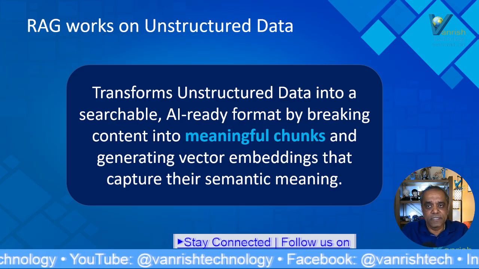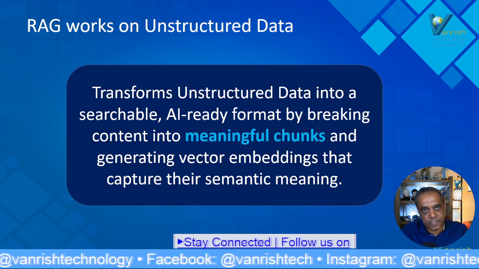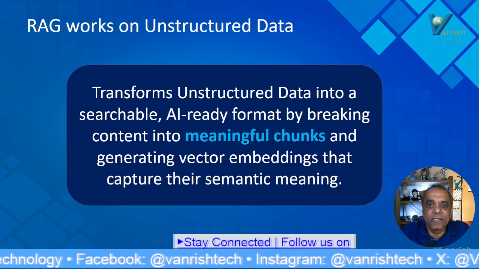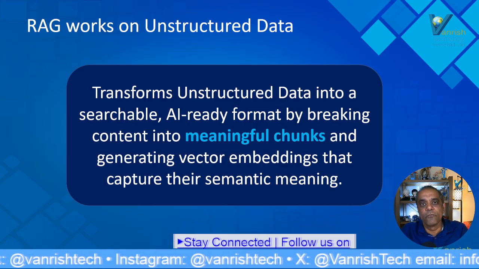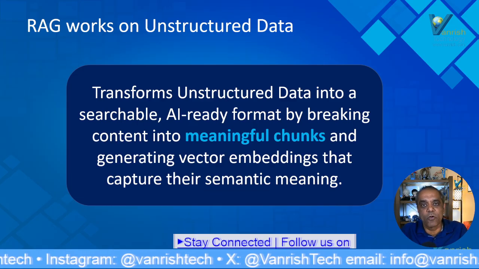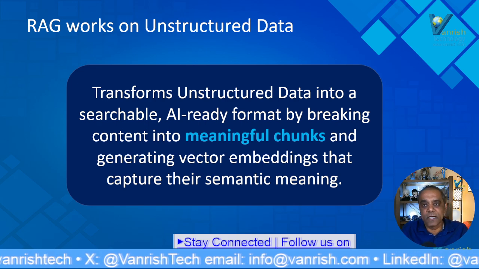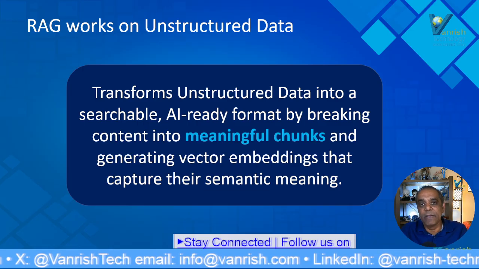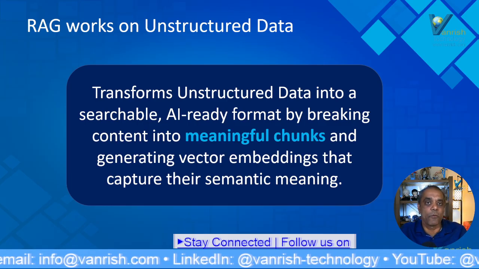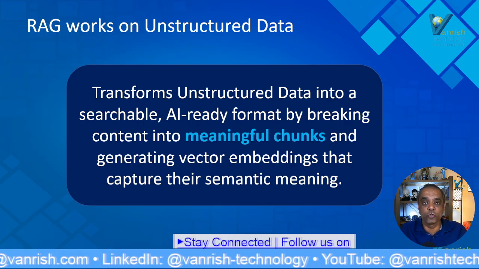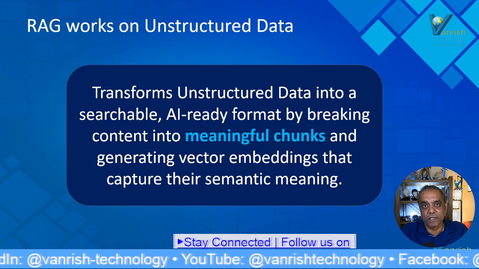Now let's understand what a RAG is. RAG is retrieval-augmented generation. Basically, RAG transforms unstructured data into a searchable, AI-ready format by breaking content into meaningful chunks. It also generates vector embeddings that capture the semantic meaning. That is where RAG comes in, and that is how we extract that information. In the next slide, I'm going to go through how you can extract information from the unstructured data.